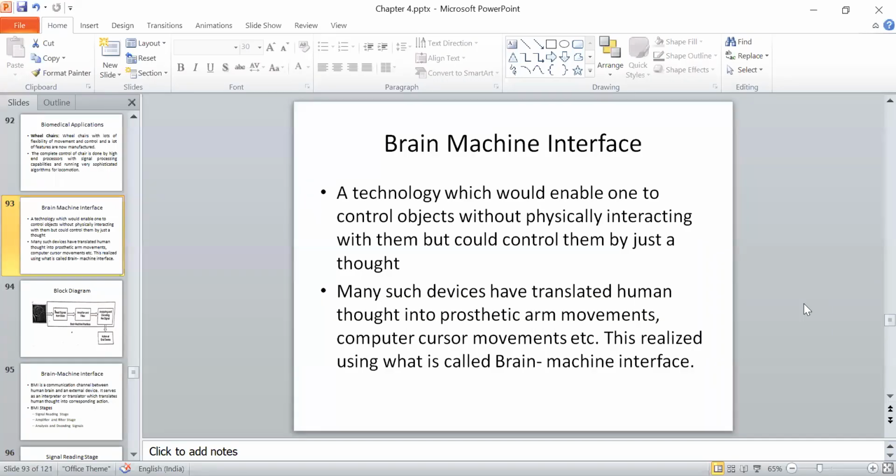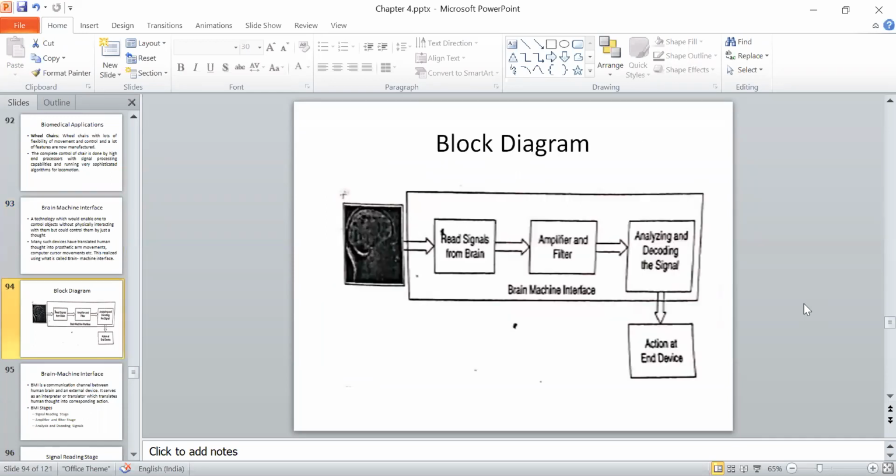So this can be done using the BMI, that is the brain machine interface. So here you can see the block diagram of the brain machine interface.